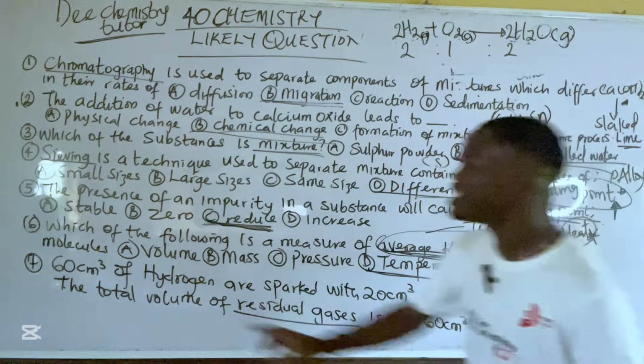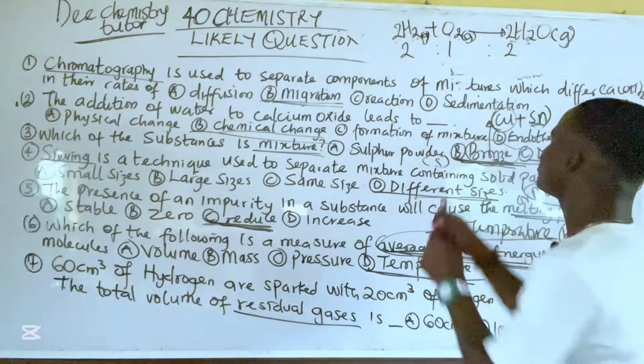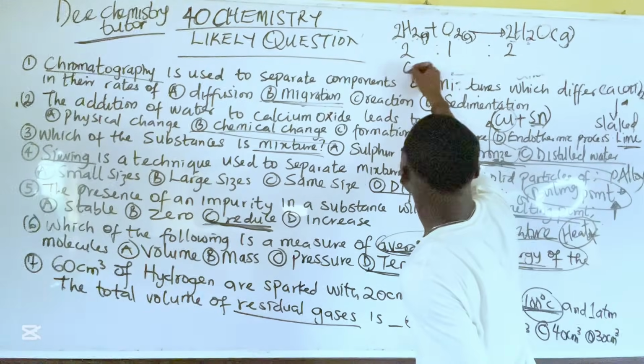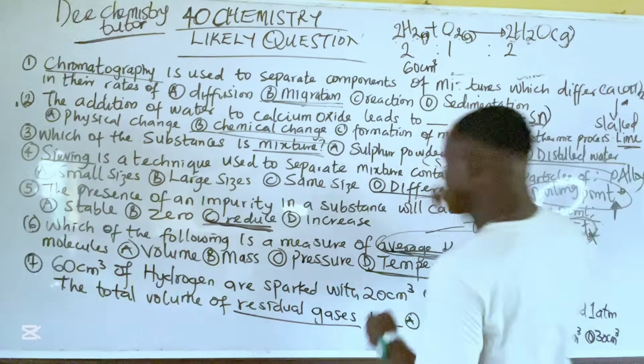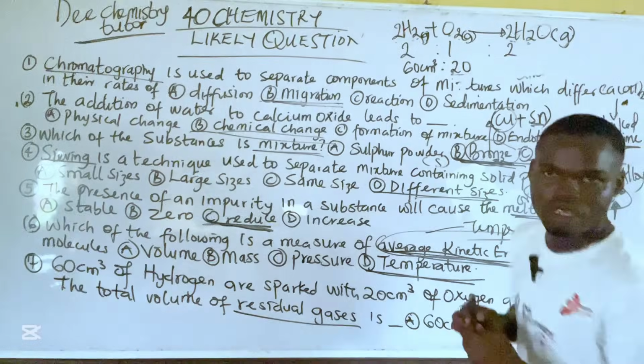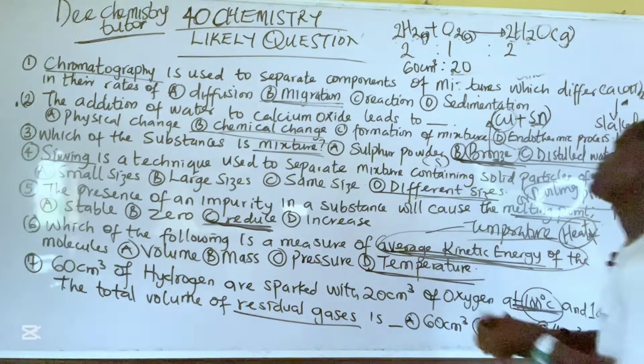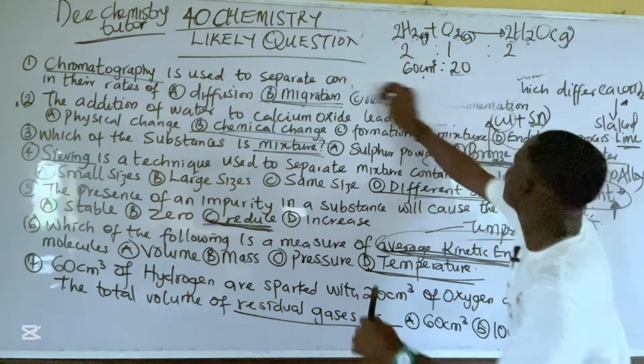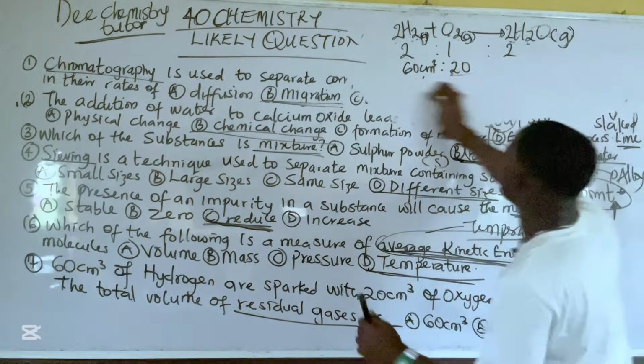Now, they give a question. 60 centimeter cube of hydrogen. Now, they gave 60 here, right? And they gave 20 centimeter cube of oxygen. Now, people don't understand this question. But I'm going to explain and you will get it once and for all. Now, look at what I will do.